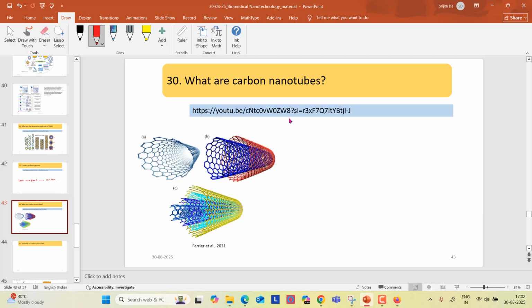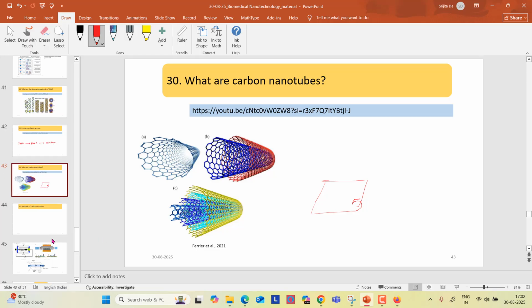So these are the basics of carbon nanotubes. Okay, so what is a carbon nanotube? Basically, there are graphene sheets, right? And when a graphene sheet rolls, it forms a tube kind of thing, right? So that is called a carbon nanotube. Go through the video on your own.